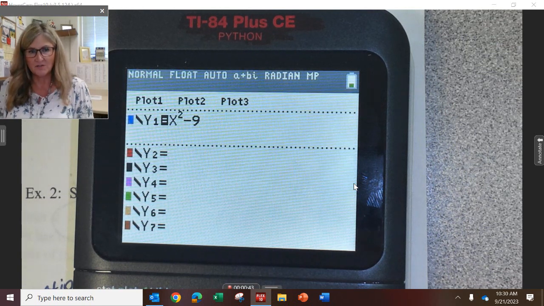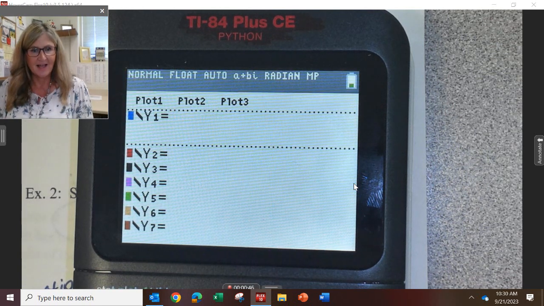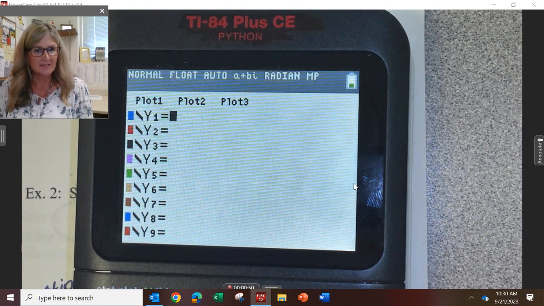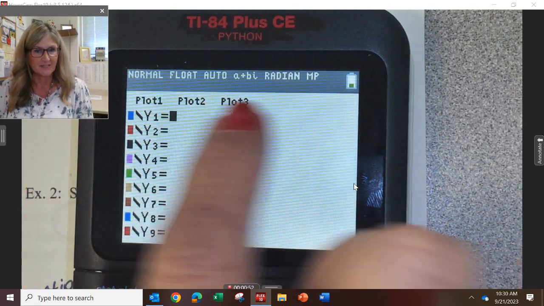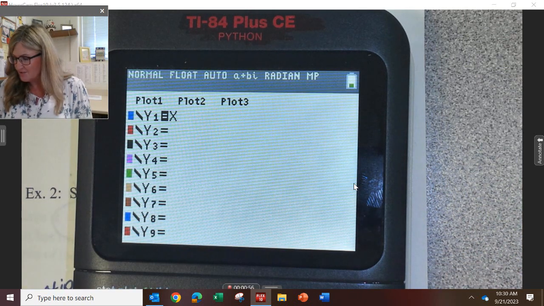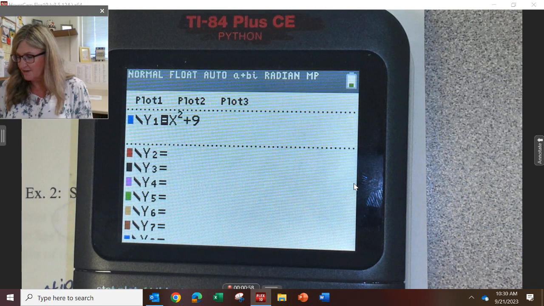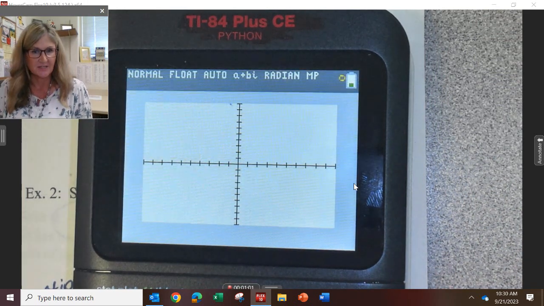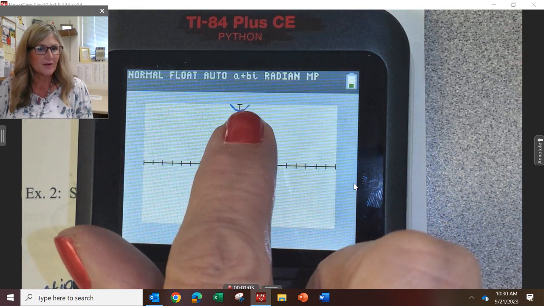Go to y equals. If you have anything in there, clear it. Make sure all your plots are off, or else you're going to get an error message. These should all be off, just a graph. Put in x squared plus 9 and hit graph, or do a zoom 6 actually to give us the same screen. Zoom 6. There's x squared plus 9.